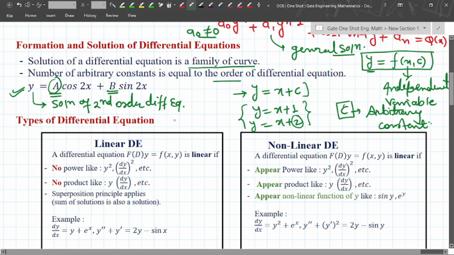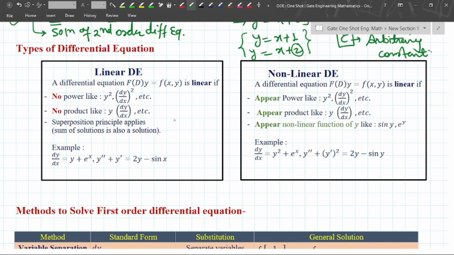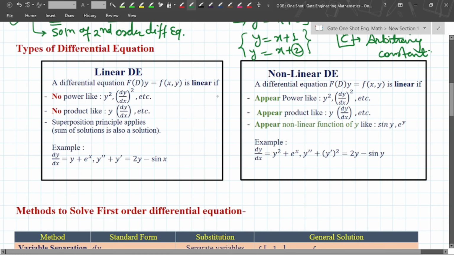Next, the types of differential equations. In the case of ordinary differential equations, we have two types: linear and non-linear differential equations. In partial differential equations, there are also linear and non-linear. So what is the meaning of linearity and non-linearity in this case? The meaning is completely related to the degree. If the degree of the differential equation is one, it will be a linear differential equation in 90% of cases.